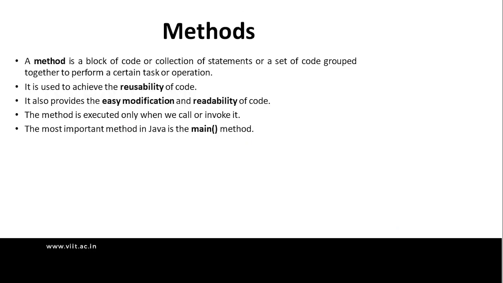Method. A method is a block of code, or a set of code grouped together, to perform certain tasks or operations. It is used to achieve reusability of code. It also provides easy modification and readability of code. A method is executed only when we call or invoke it, and the most important method in Java is the main method. From here, execution of the program will get started.